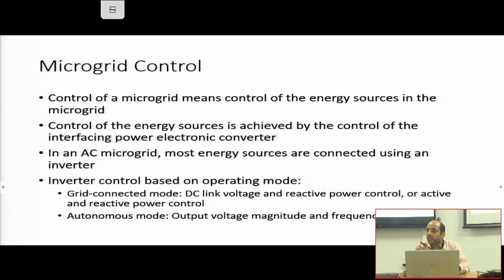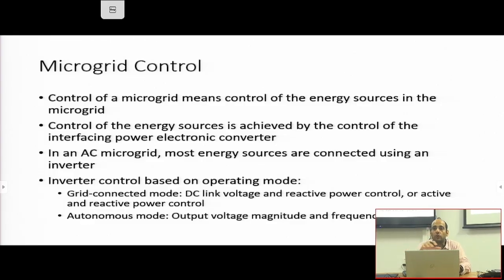Now, you cannot control the sources directly. Take for example a rooftop solar: you put the panel and the panel is fixed. You cannot do anything with the panel. At best you can have a mechanical tracker to track the sun, but other than that, you cannot do anything with the actual generator. What you actually do is control the interfacing converters. This is a big difference from a classical power plant, like a thermal power plant, where you control the steam valve to change the generation. Here we change the interfacing converter.